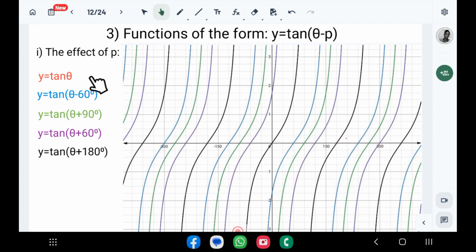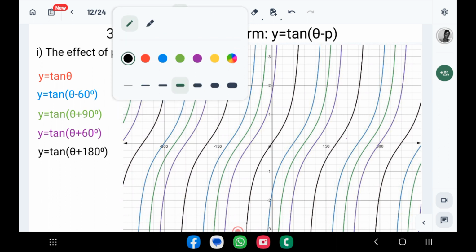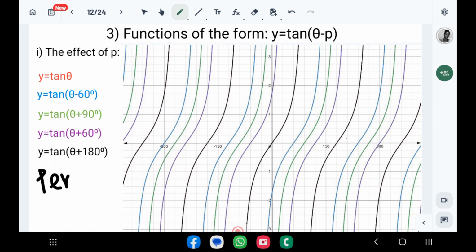Notice that the period for all of this is 180 degrees. It does not get affected that way. The only thing now we're focusing on is the shift to the left or right. Your K is 1 in all of this, so your period remains 180 degrees. Very important to note that. So your period is still 180 degrees because your K is equal to 1 in all the cases.